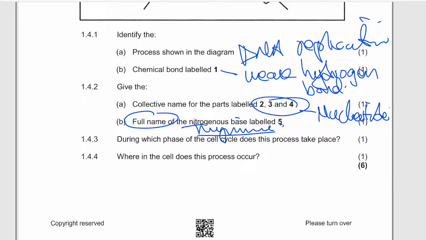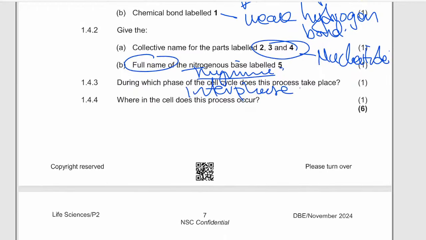During which phase of the cell cycle does it occur? Interphase. Guys, if you want distinction material, Simple. Done. Life becomes simple for you.